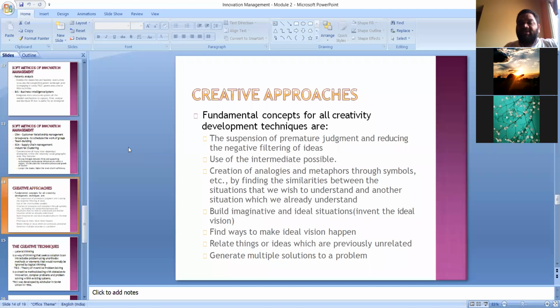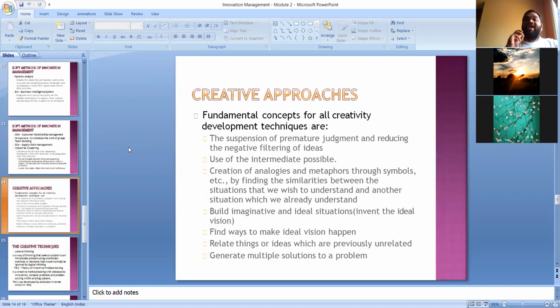The next one, the fourth point, is build imaginative and ideal situations. Invent the ideal vision. Yes, build imaginative and ideal situations. Here, for any creative approach, imagination is very, very important. So what do we mean by imagination?